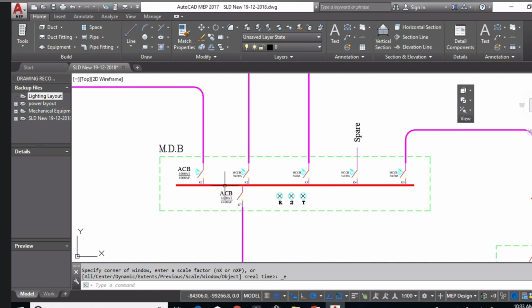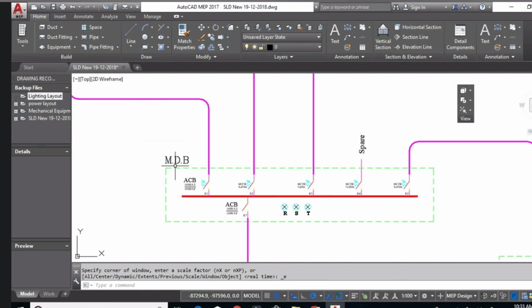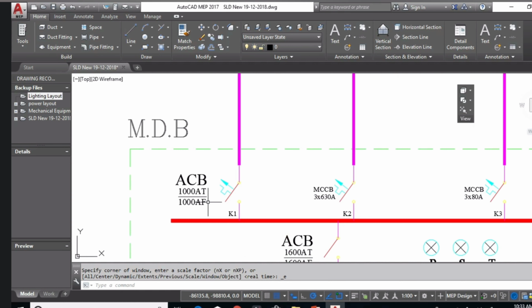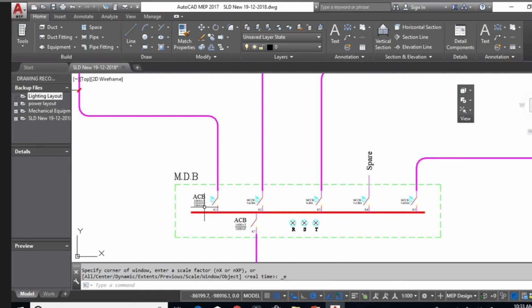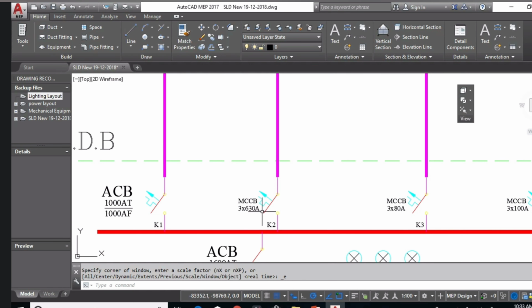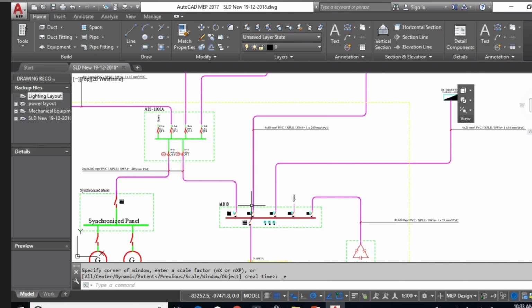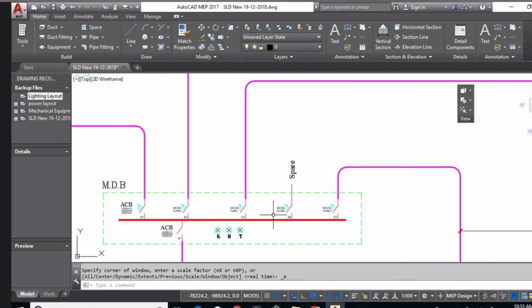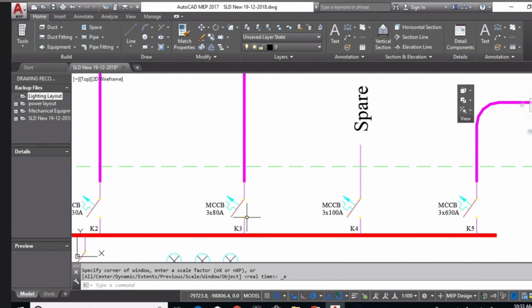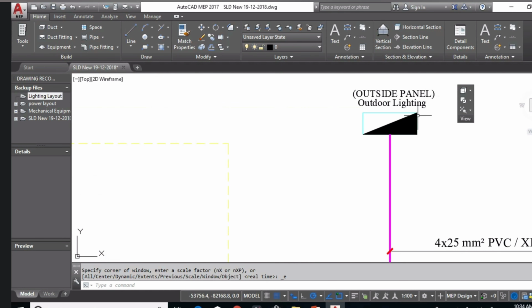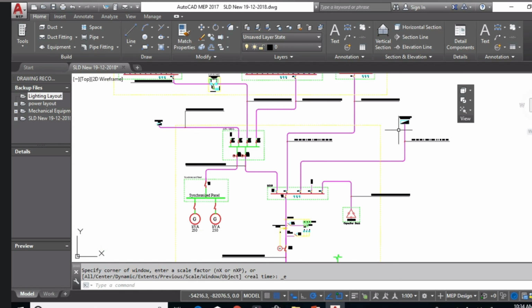I have here 5 outputs for my panel, 1 spare, and one going to the ATS, 1000 ampere trip air circuit breaker, also 1000 ampere trip and 1000 ampere frame. And here I also have an MCCB 630 going to the non-essential load, and here I have a spare. Also I have a breaker 80 going to the outside panel or landscape lighting.